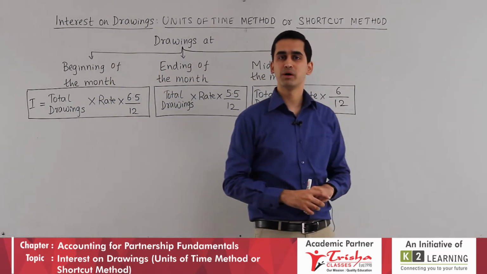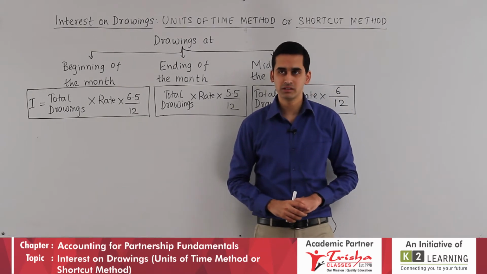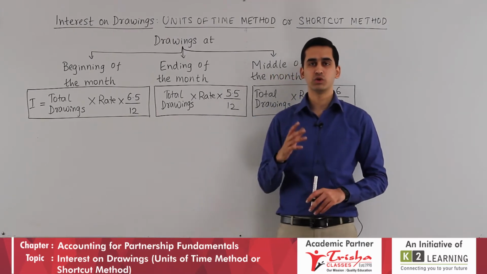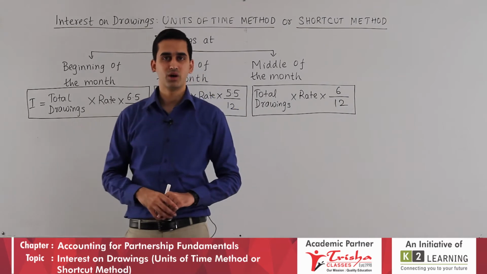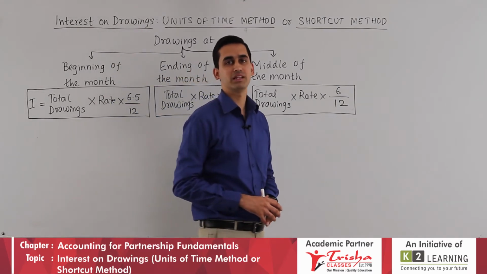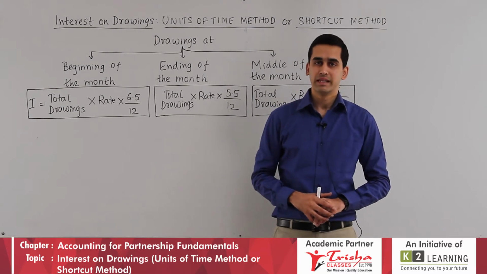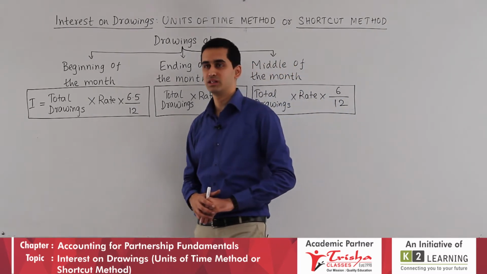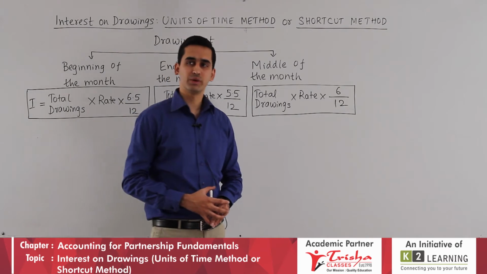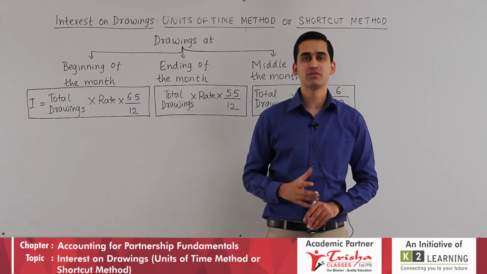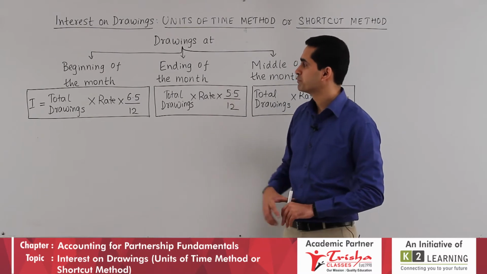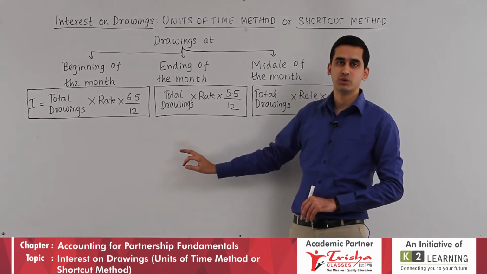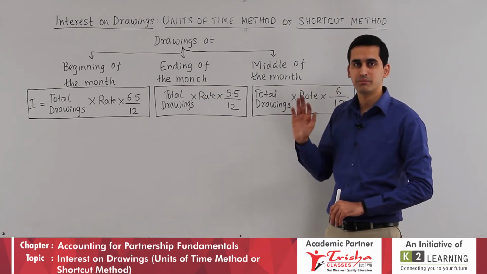Let us take question number 1. There were 3 partners, Rajesh, Rakesh and Rupesh. Their drawings are given. Let us go through the question. Rajesh has withdrawn 3000 rupees every month at the beginning of the month. Next, Rakesh has withdrawn 2000 rupees at the end of the month for all the 12 months. Lastly, Rupesh has withdrawn 1000 rupees in the middle of the month for all the months. That means beginning of the month is applicable to Rajesh, ending of the month is applicable to Rakesh, and middle of the month is applicable to Rupesh.